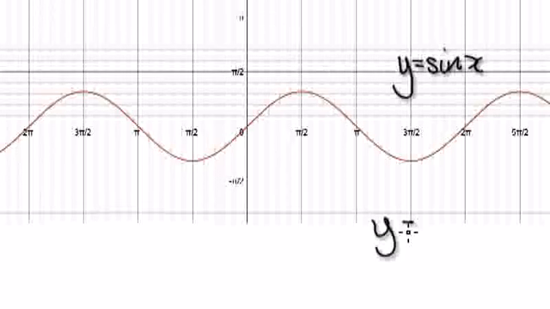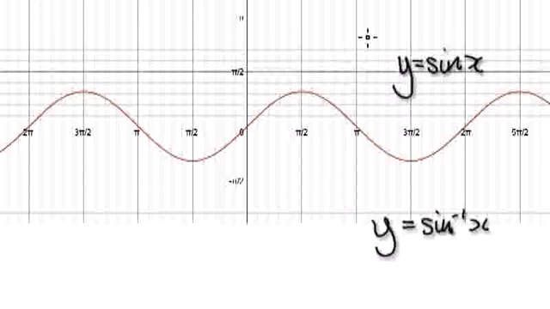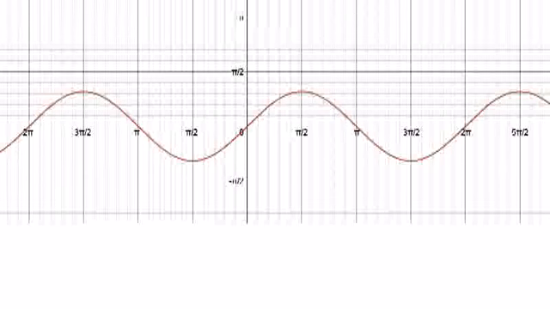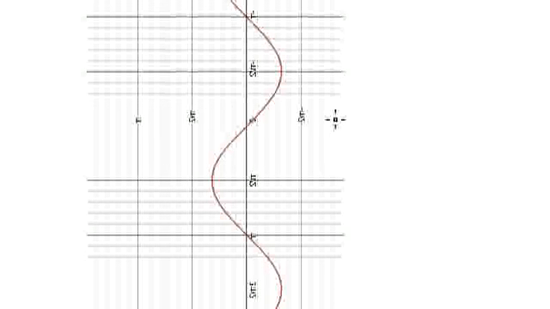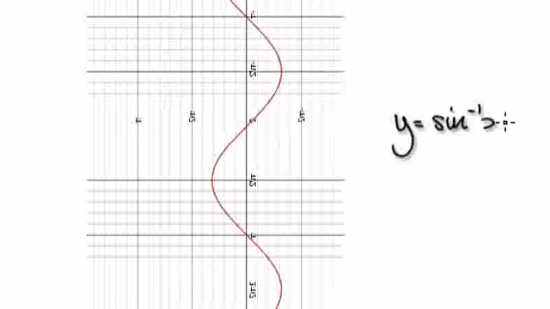Okay, but we are interested in y equals the inverse sine of x. So we will need to reflect this along the y equals x line. So now I'm going to reflect it, and it will look like this. So at the moment you've got a graph of y equals the inverse sine of x. It will look like this.